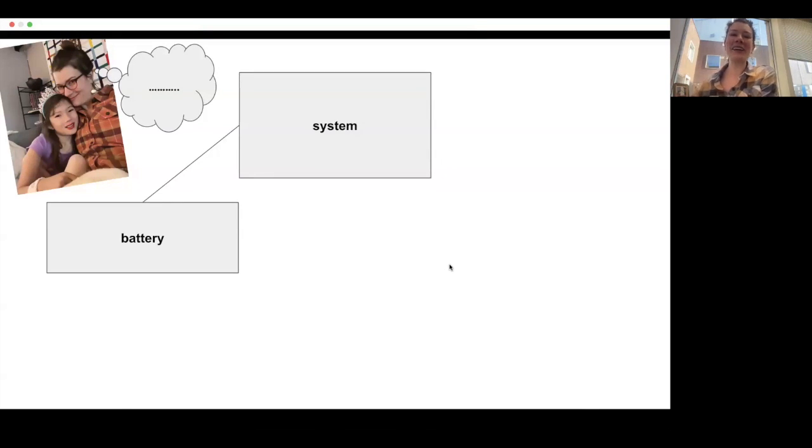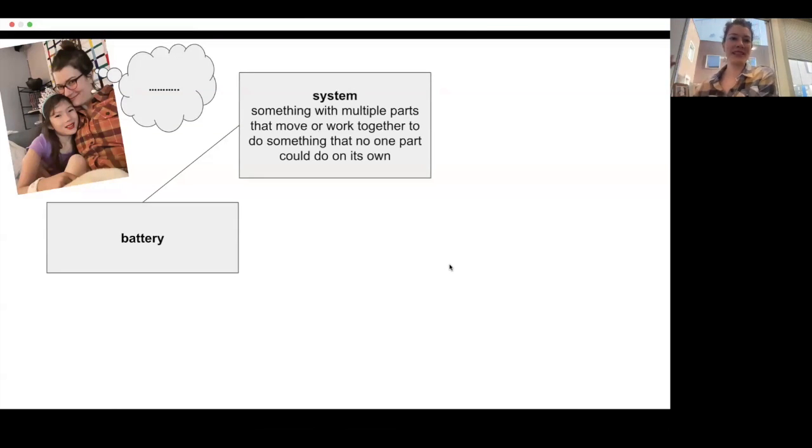And I really love the schema of a system. I find it useful in so many situations. So what do I know about systems? Well, a system is something that has multiple parts that move or work together to do something that no one part could do on its own. Okay, so that's my understanding of a system.